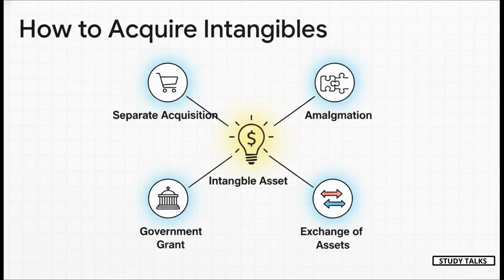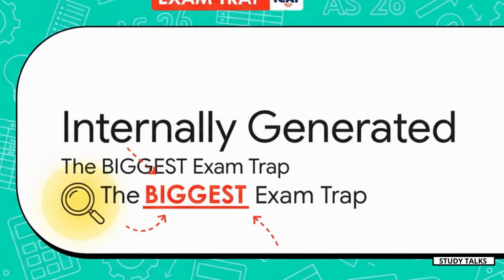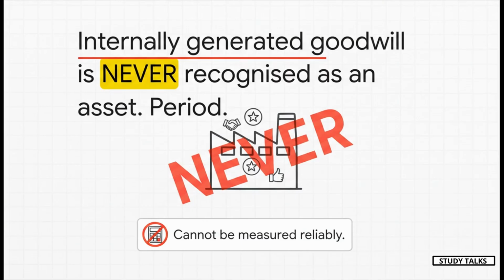The accounting changes a little for each, but the core ideas we're talking about stay the same. And now we get to what is without a doubt the biggest exam trap in this entire standard: internally generated assets. This is where ICAI loves to separate the students who really know their stuff from those who don't. First, let's get one thing crystal clear.